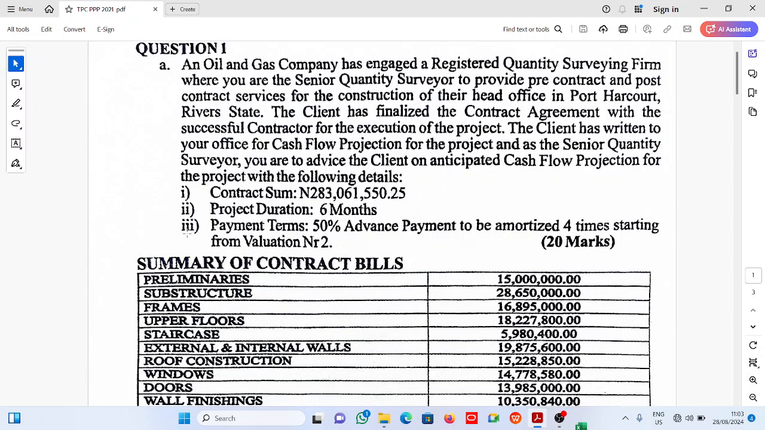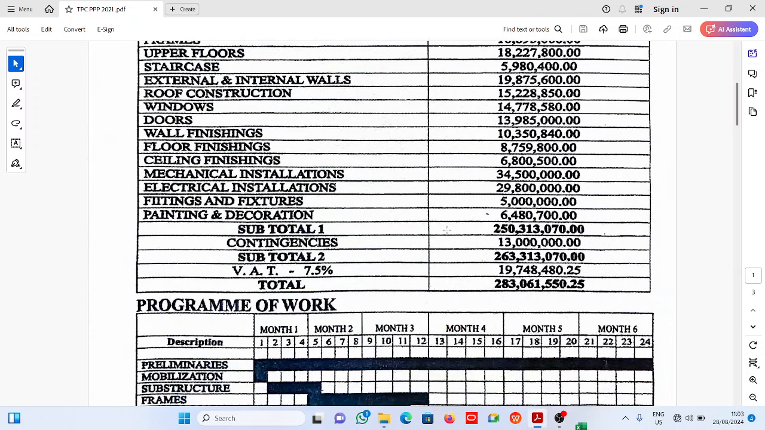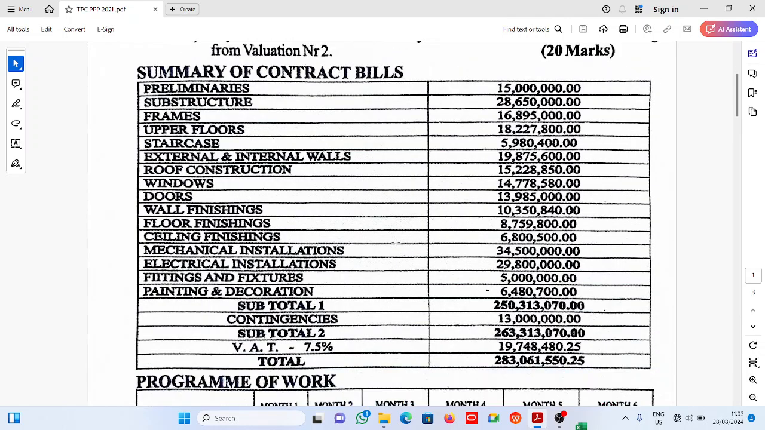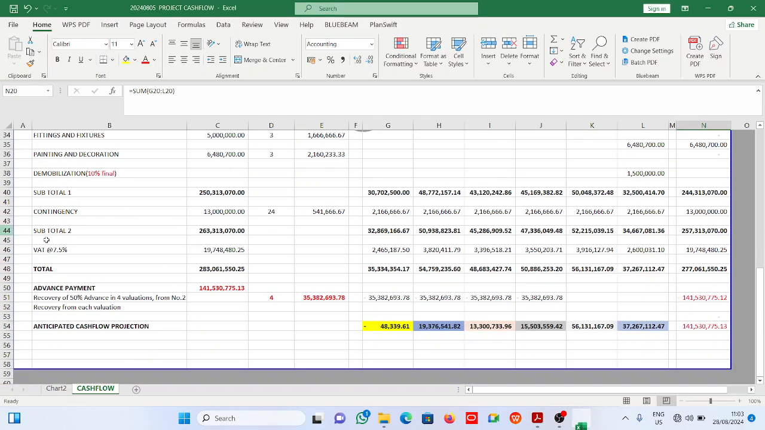Now, of course, it says here in number 3, payment terms. 50% advance payment is to be amortized 4 times. 50% advance payment to be amortized 4 times. All right, now if you come here, advance payment is paid. Of course, it is not, but we're told it is 50%. Now let's see how it is treated here. Okay, this is it here.